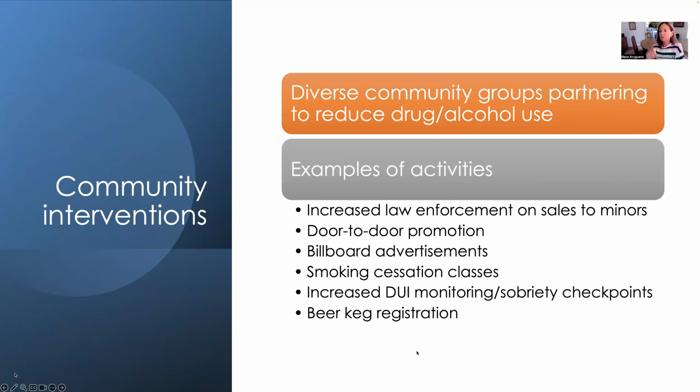Okay, I'm going to talk a little bit about community interventions. This is when a whole bunch of diverse community groups, maybe law enforcement, churches, schools, parents, get together and partner to reduce alcohol and drug use in the community. They can do lots of activities, and there's an unlimited number of things you can do. But a given community intervention will usually have a number of different activities. Here's some examples. Increase the law enforcement on sales to minors.